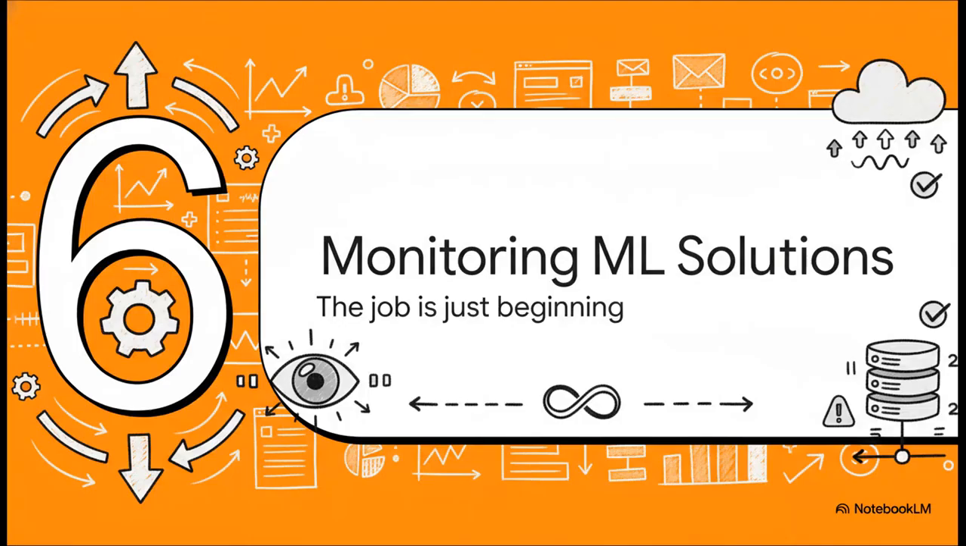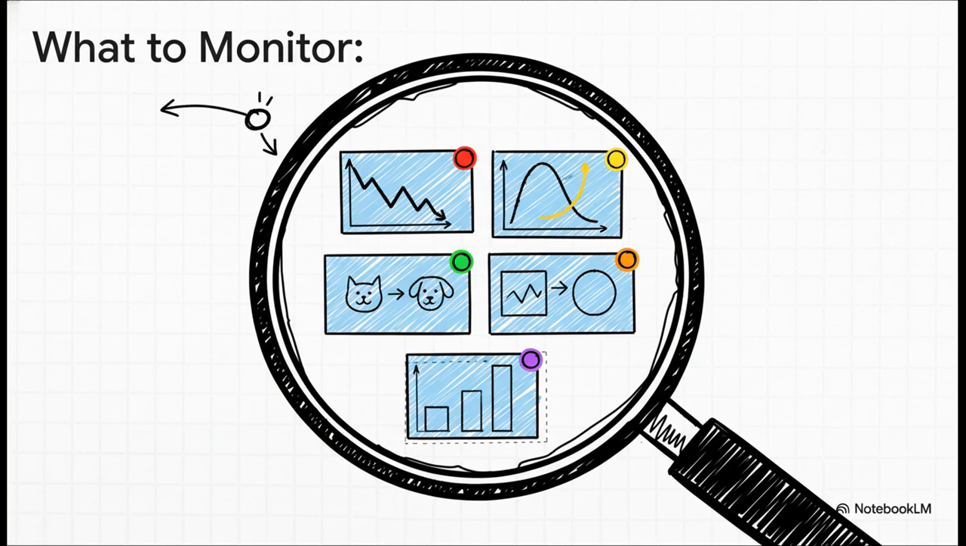And that brings us to the final section, Section 6, Monitoring ML Solutions. Now listen up, because this is so important. Pushing a model to production is not the finish line. In fact, in a lot of ways, it's just the starting gun going off. As a PMLE, you can't just deploy and forget. You have to be actively looking for trouble.